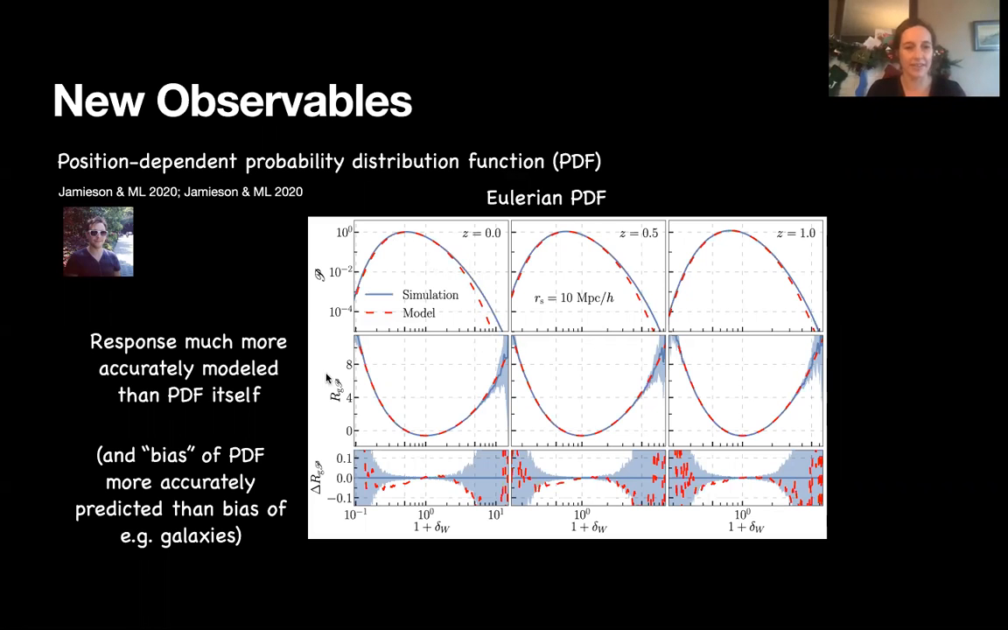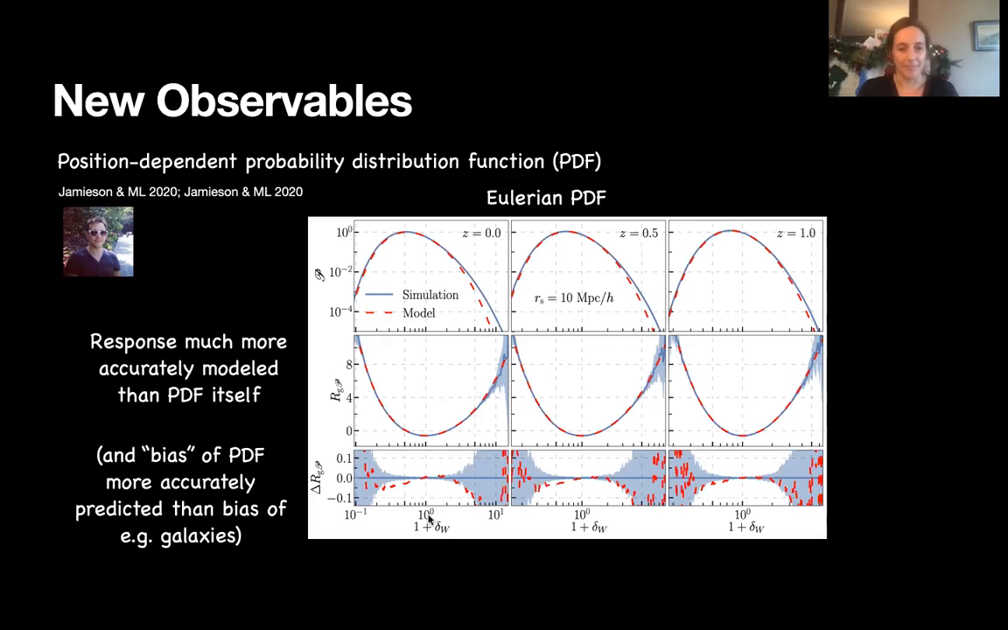On the other hand, this quantity, the response, the logarithmic derivative of the PDF varied from place to place, is much, much more accurately predicted. So that's kind of nice. And this is interesting because another way to think of this position-dependent PDF and this response quantity is it's like you're measuring the bias of regions in the density field selected based on density.